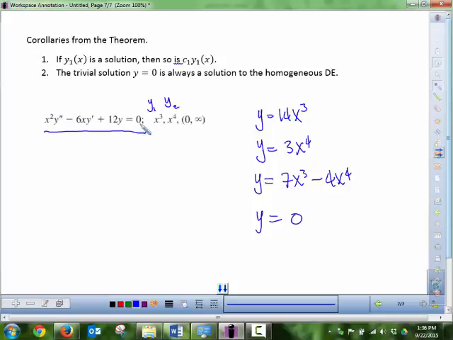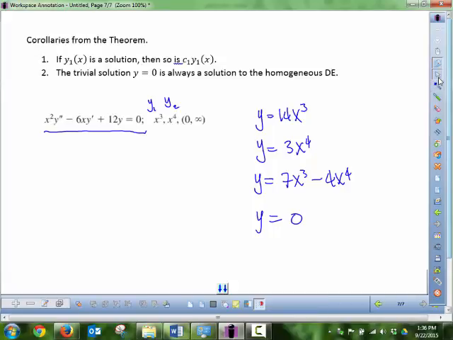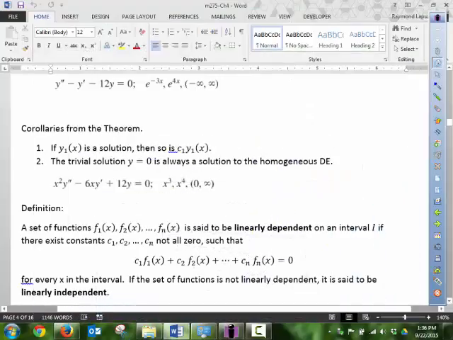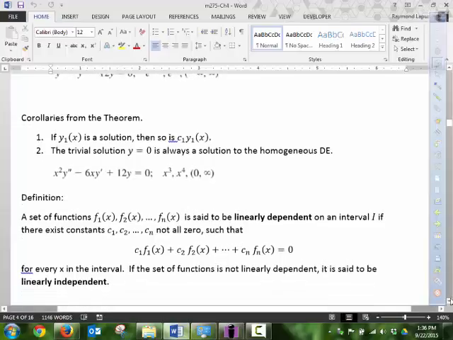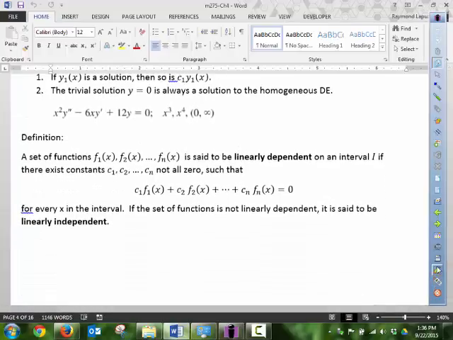All right, we'll get to solving for these things soon enough. So that's what the corollaries say. All right, more boring linear algebra stuff.